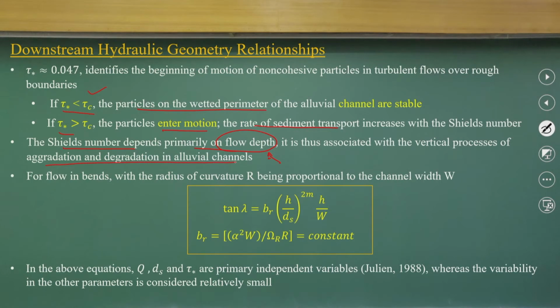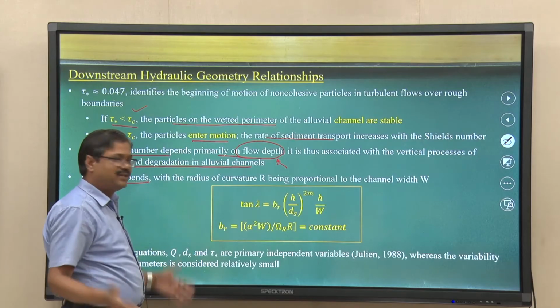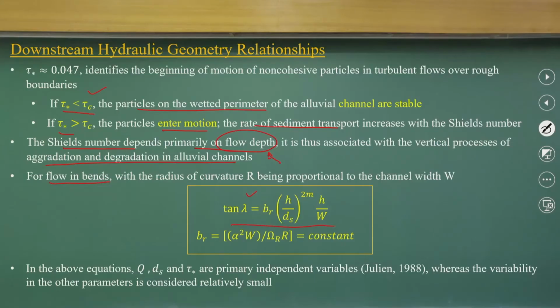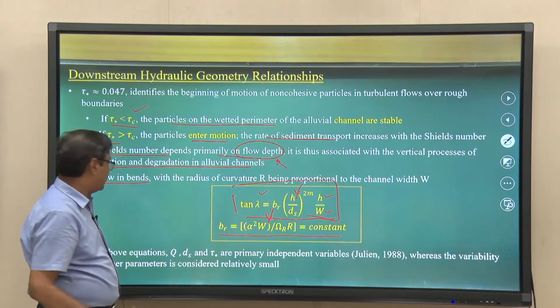But if you have flow in bends, as we discussed earlier, there will be centrifugal forces and streamline deviations. If you relate those things, you will again get h by ds, the relative submerged depth, and h by w, where w is the width and h is the flow depth. That ratio depends upon the width-to-radius ratio, which is a constant for us. So, if you look at that, that is how the flow variables come in.